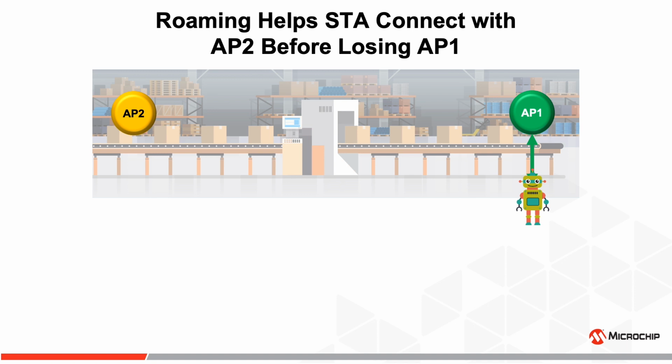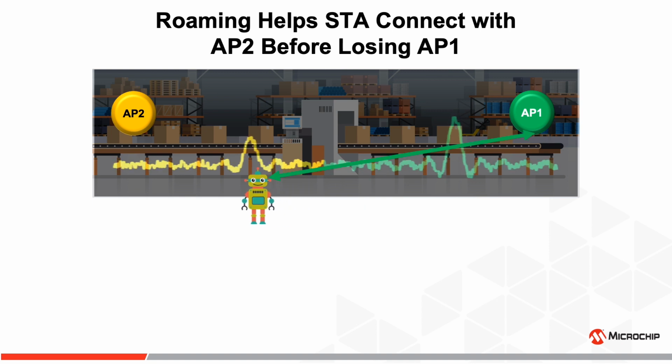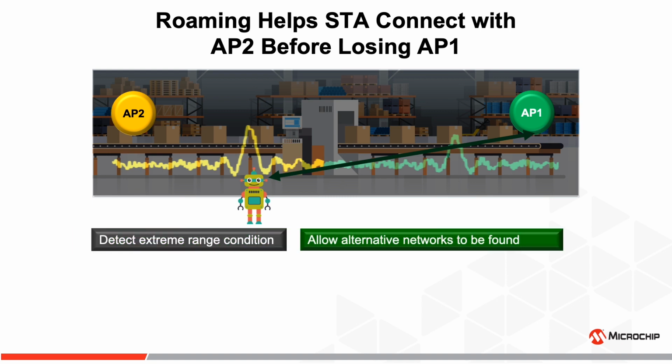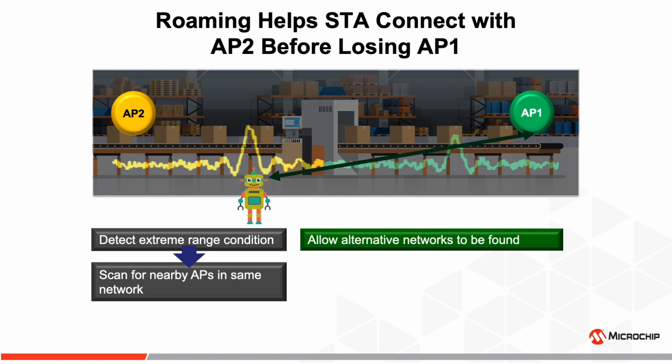So here's a scenario when we now have roaming. As you move from access point 1 to access point 2, the station, our software running on the Wink 1500, will detect that our range is extended. We're at an extreme range from the access point. As a result of that, we are going to be scanning for new networks that are in a better range situation. So we'll scan for nearby access points that are part of the same network.